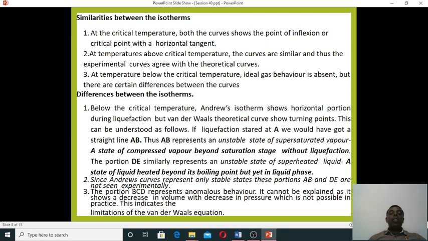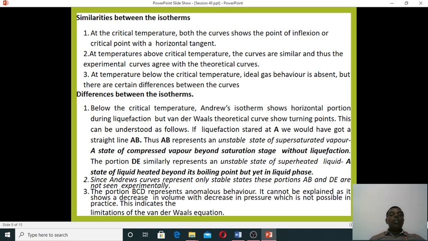Below the critical temperature, the Andrews isotherm shows a horizontal portion during liquefaction, but the van der Waals isotherm shows curves with a turning point. This can be understood as follows. If the liquefaction starts at A, we would have got a straight line AB. Thus, AB represents an unstable state of supersaturated vapor, vapor beyond its saturated state without any liquefaction. The portion DE represents an unstable state of superheated liquid, a liquid heated beyond its boiling point but still in the liquid phase.